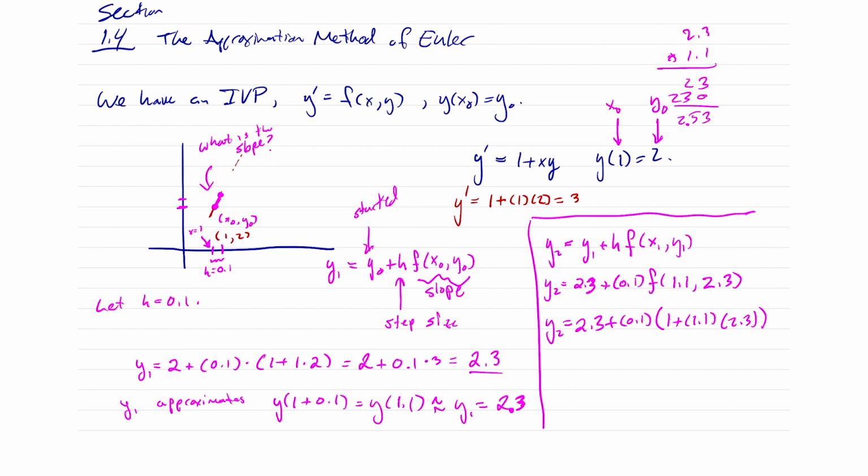Then we're going to add 1, so we have 2.53 plus 1, which is 3.53. Then 2.3 plus 0.1 times 3.53 gives me 2.653. And so that's going to give me my next point. So here is going to be the next point if we go another 0.1 forward, and we're going to be roughly around here.